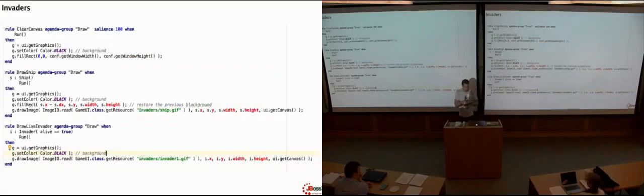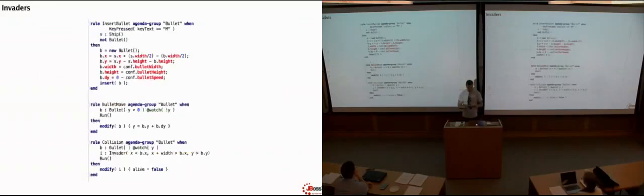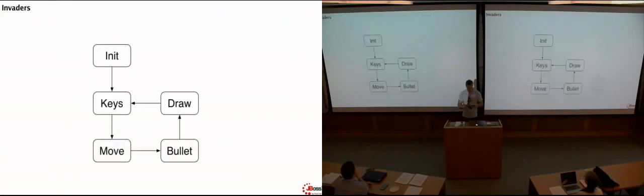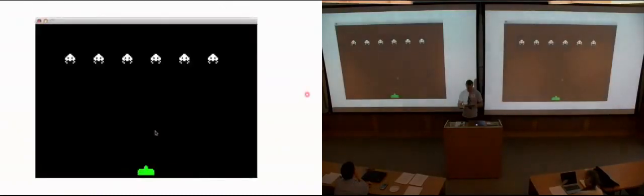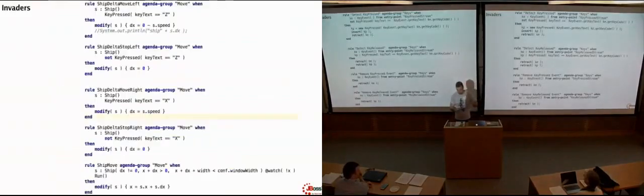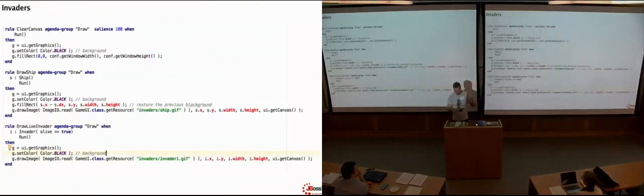This is the drawing. So when it says to draw, it will clear the canvas, draw the ship, and then draw the invader. Notice again I've got the run there, and that makes sure that every game loop the invader is drawn. Let me just go back to the... Oh, I didn't include it. Oh, it doesn't matter. I was going to show you how you program the game loop, but I missed that one. Apologies. Okay, finished.